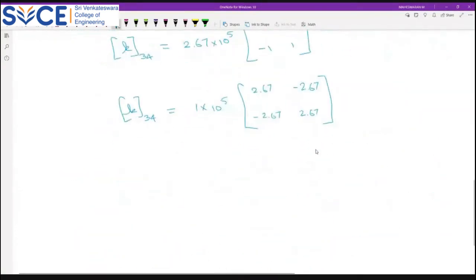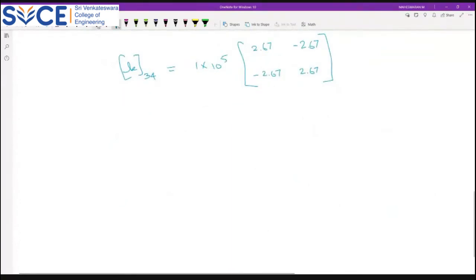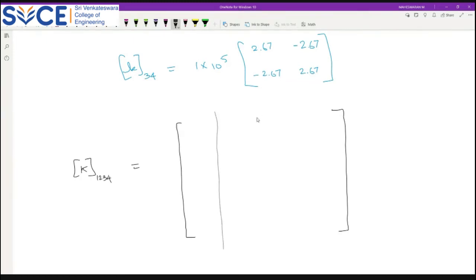Next step, I am going to identify what is my global stiffness matrix. Capital K is relating 1, 2, 3, and 4. You know what is the size of my capital K, right? For easy purpose, in some books they draw lines like a tabulation, but for understanding purpose I'm not going to do that because it will confuse; I'm going to leave space and write, that's it.